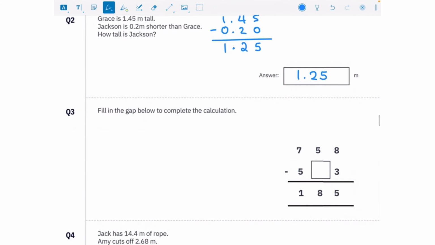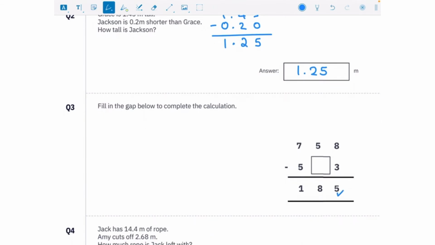Question number 3, fill in the gap below to complete the calculation. 8 take away 3 is 5, so we're happy with that. 5 take away something is 8. Now, that doesn't seem right. So I think what they've done here is they've borrowed from next door. So 7, if we turn it into a 6 and make this 15, 15 take away something to make 8, it must be a 7. And then we've got 6 take away 5, and that does make 1. So that works out, that's nice.